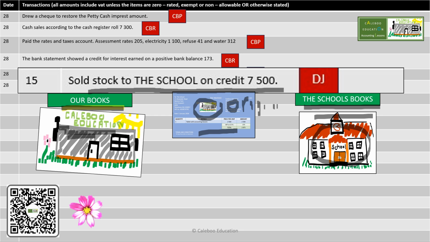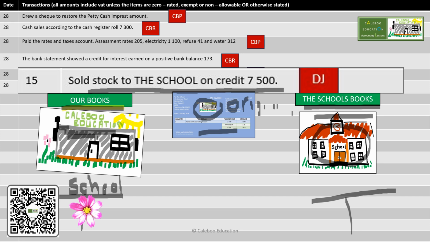Now both parties, Calibre Education, that's us, and the school, record this credit sale. Now I'm only going to look at certain accounts resulting from this transaction to explain the relationship between the 2 parties. I'm using T accounts. So Calibre Education, in their books, they have now a debtor, and the debtor is the school.